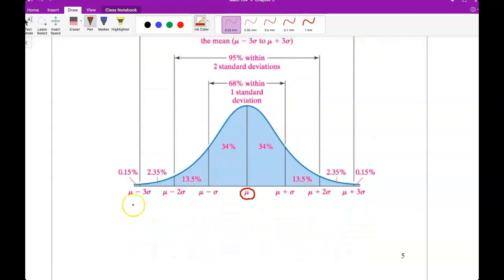And why we say one standard deviation is because here we have 1. So mean minus 1 times standard deviation, so it's 1 standard deviation. Here also is 1 standard deviation. On this part there's 2 times, so it's 2 standard deviations. Same thing for this part is 2, so it's 2 standard deviations. Here is 3, here also is 3. So on this part data are within 3 standard deviations.